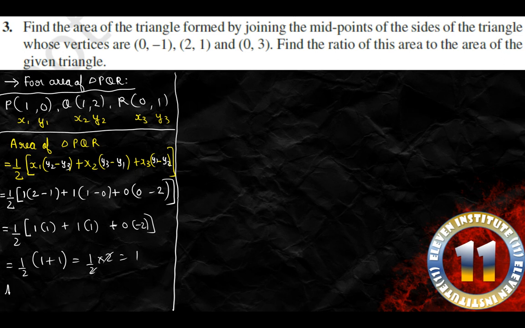So I can write over here that area of triangle PQR is equal to 1 square units. Find the area of triangle. Now we have to find the ratio of this area to the area of the given triangle. Area of given triangle means area of triangle ABC. So now we will find the area of triangle ABC.